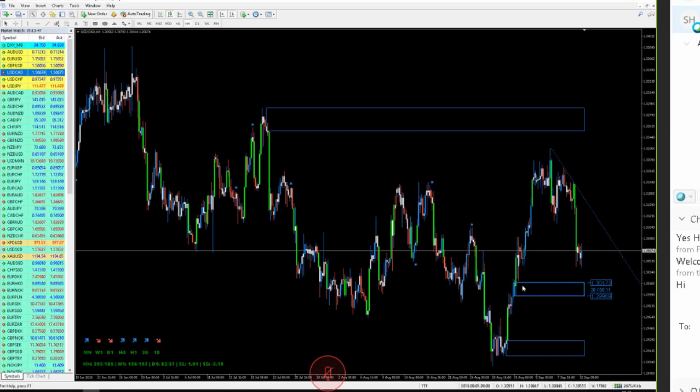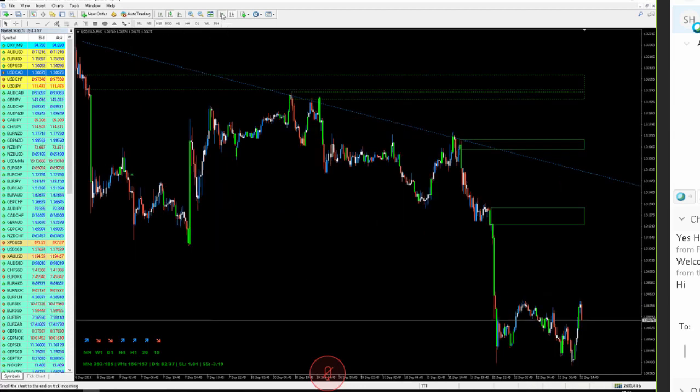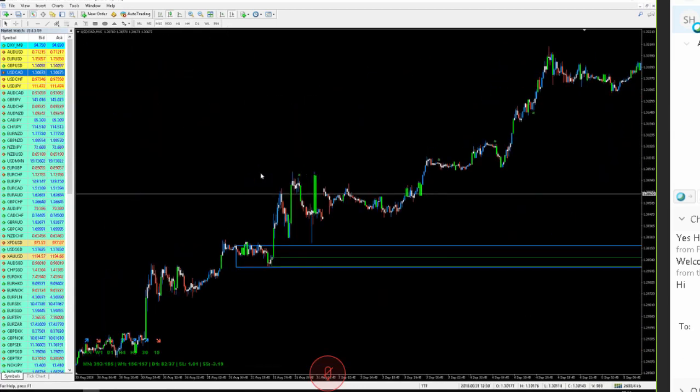So what we're going to do now is we're going to go down to the small time frame. We're going to have a look in here. We're going to find the beginning of the buy zone and the end of the buy zone. So we go to the small time frame like so. We'll go back and we'll have a look.